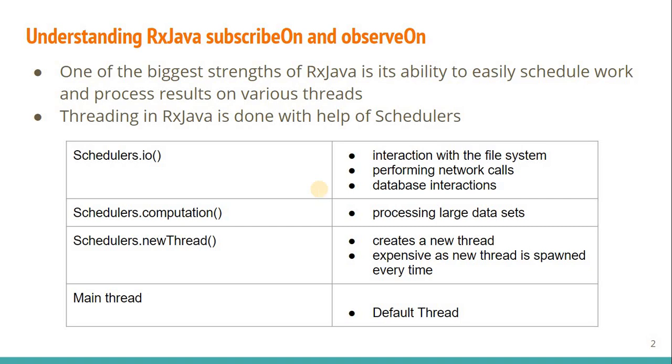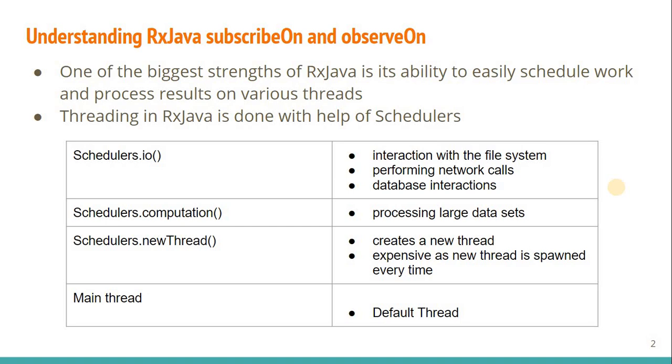Example, MongoDB. Next scheduler is the computation scheduler. It is used to process large datasets, for example, image processing or streaming. Next, new thread. It is used to create a new thread, but we have to pay attention when using it because it's expensive. Main thread. It is the default thread. If we don't specify a particular thread, our application will use the main thread as a default thread.